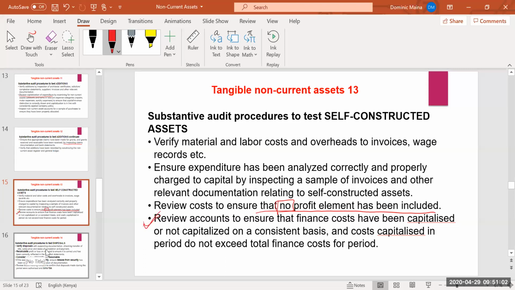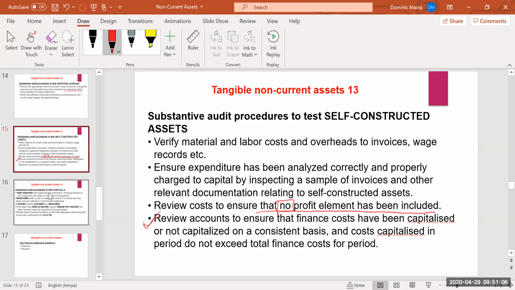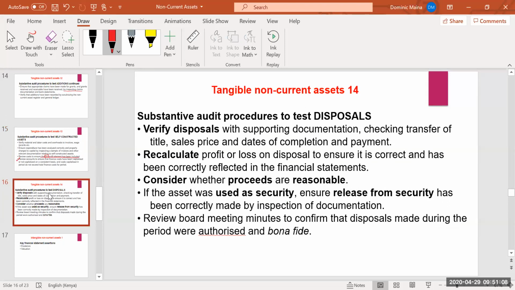Okay, that's on that. Hope it's clear. If there were disposals that did occur during the year, what do you do? You ask asset management, of course, to provide you with all the documents that they had towards the disposal of the asset.